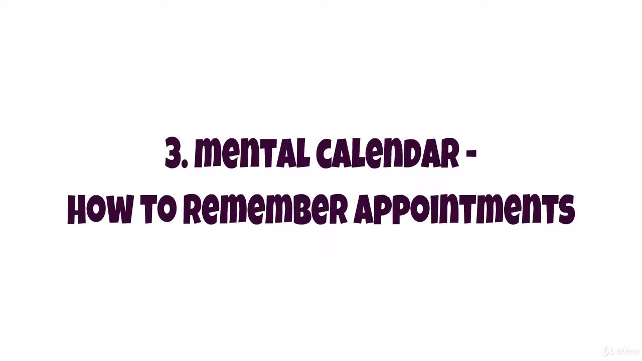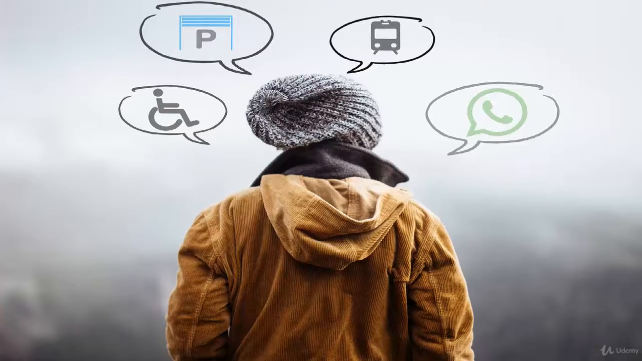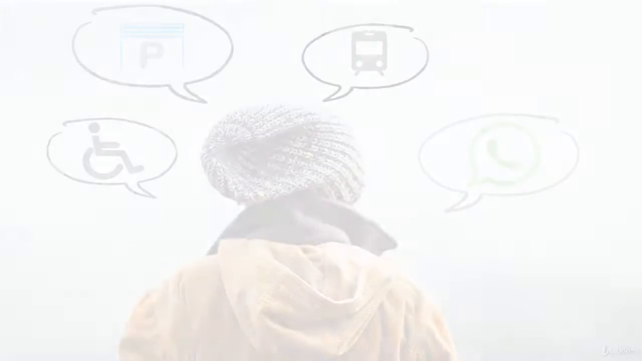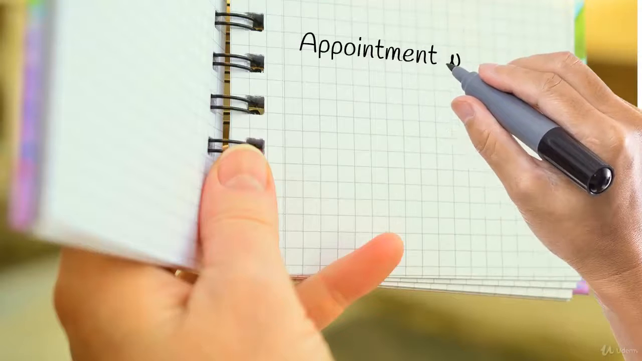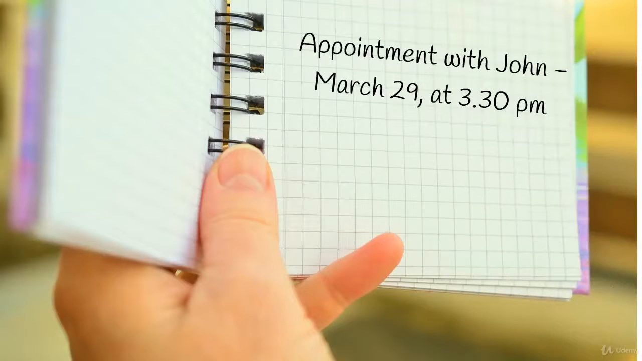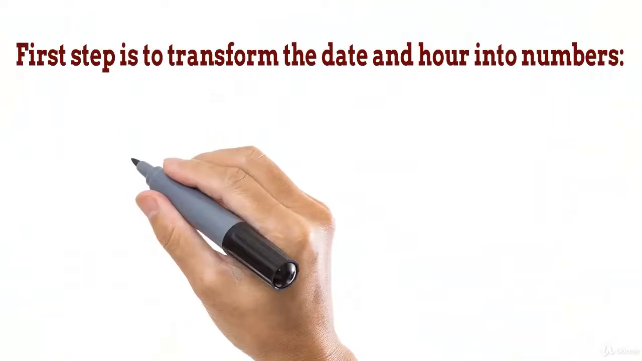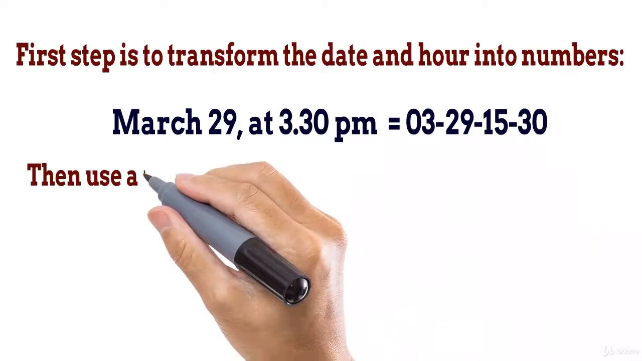Another great way to use the memory techniques you've learned is to keep a mental calendar. With this mental calendar, you have the dates for your work schedule imprinted in your mind, and you have no need to write them down. How does it work? Let's say you have an appointment with John on March 29 at 3:30 p.m. First step is to transform the date and hour into numbers. Then, use a memory technique to memorize the numbers.